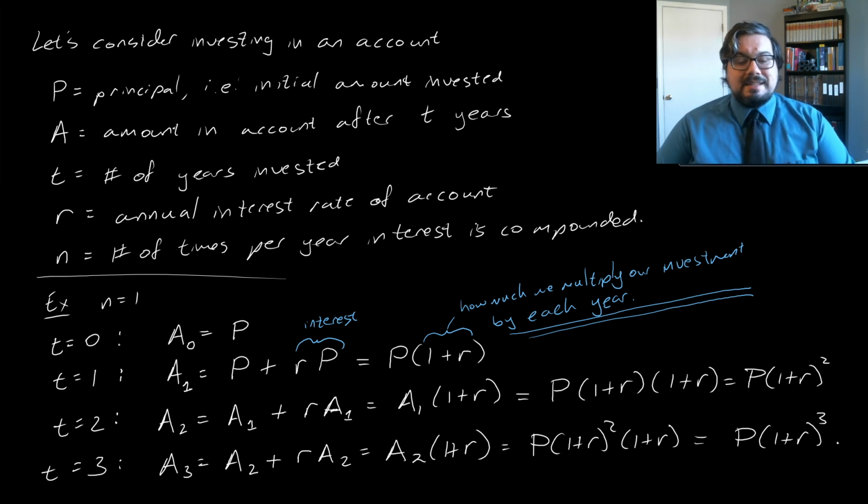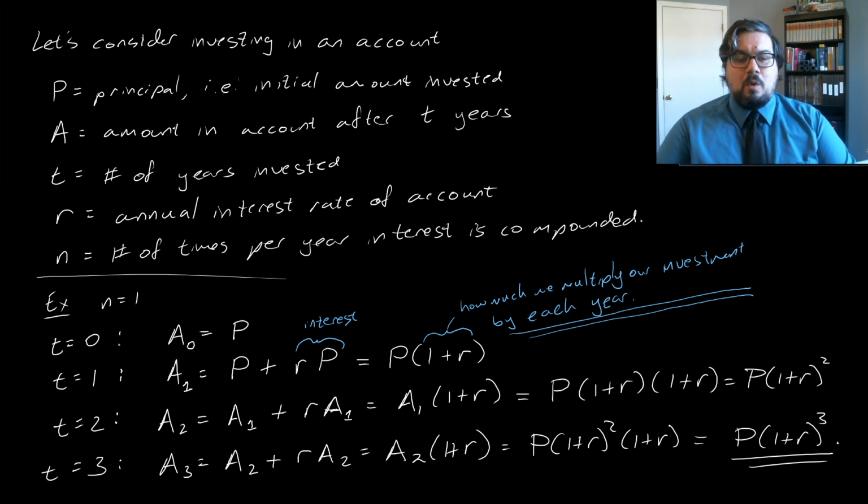So this tells us that when the number of times per year that you compound is just 1, then the formula that tells you how much money you have in your account looks like this. You take your principal times 1 plus your interest rate raised to the number of years that you've invested.